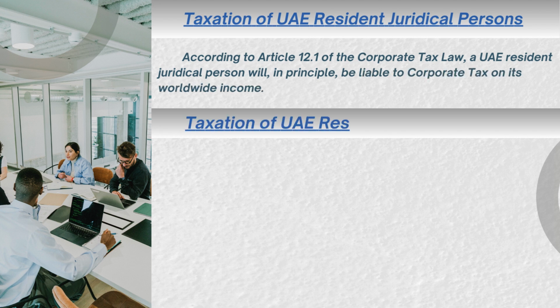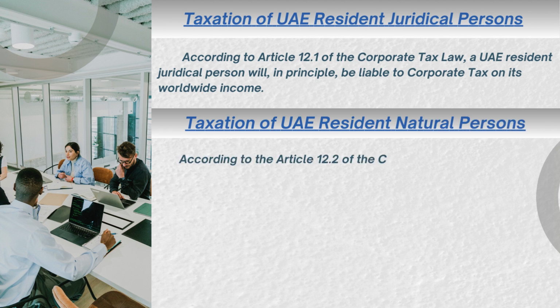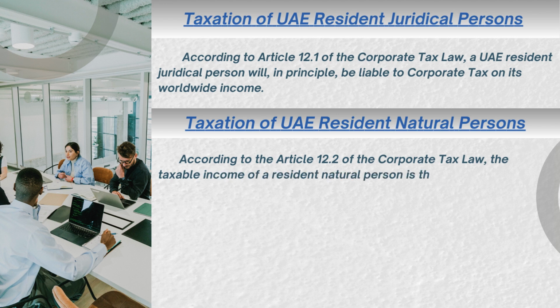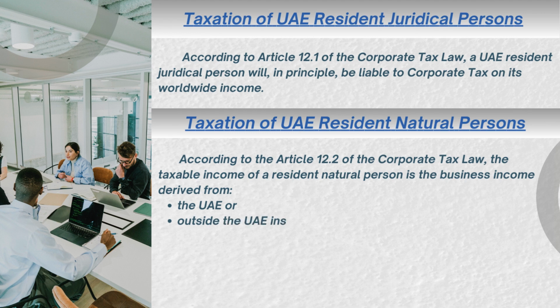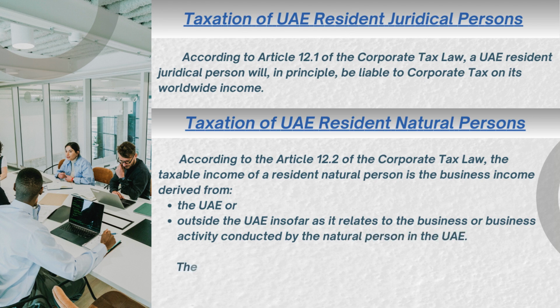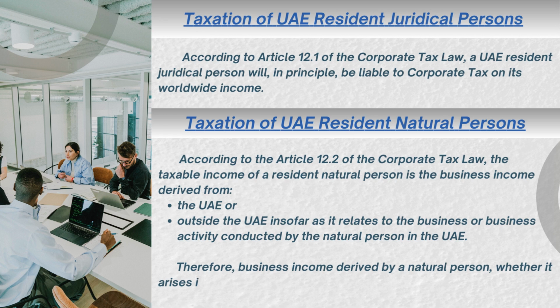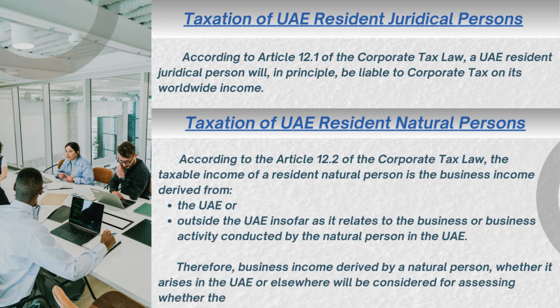Taxation of UAE resident natural persons. According to Article 12.2 of the Corporate Tax Law, the taxable income of a resident natural person is the business income derived from the UAE or outside the UAE insofar as it relates to the business or business activity conducted by the natural person in the UAE. Therefore, business income derived by a natural person, whether it arises in the UAE or elsewhere, will be considered for assessing whether the AED 1 million threshold is met.